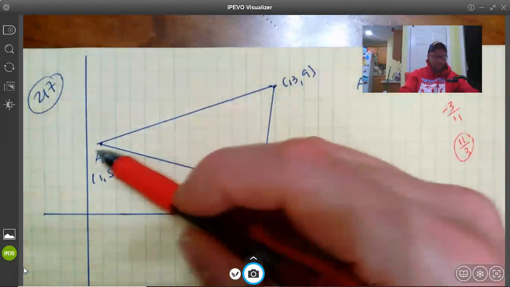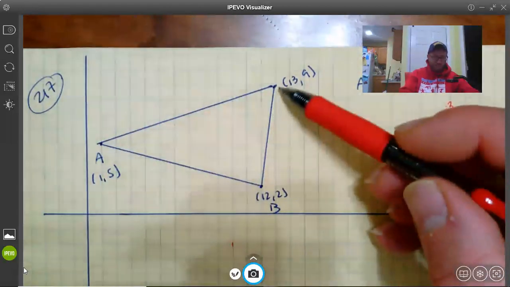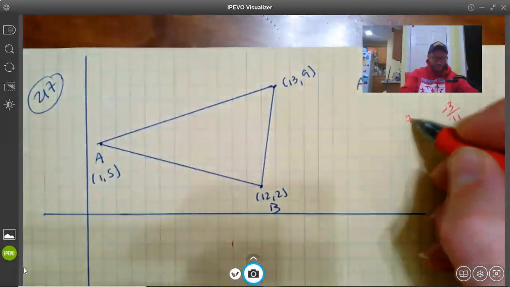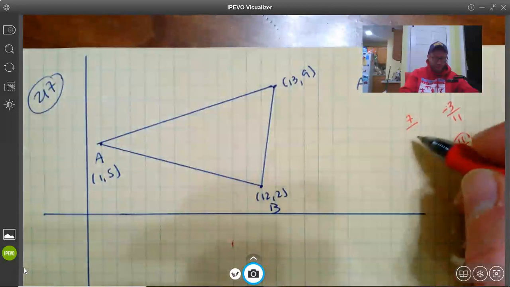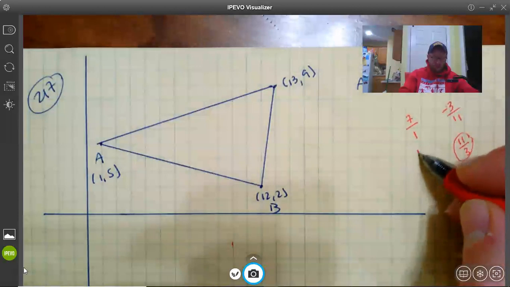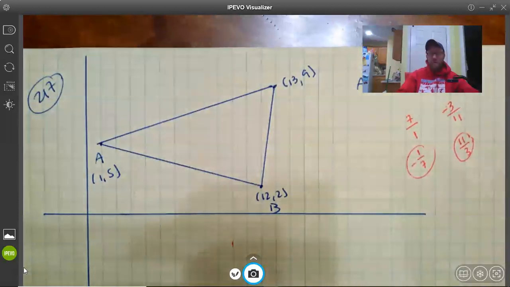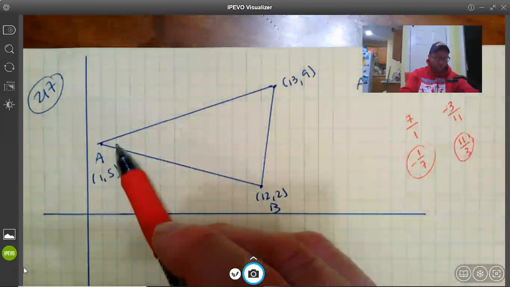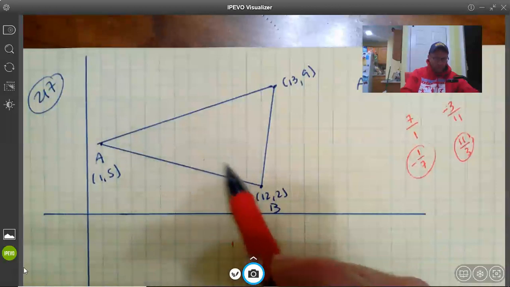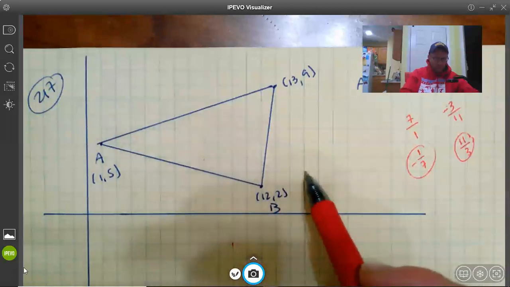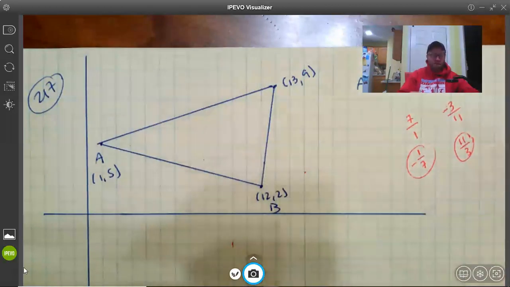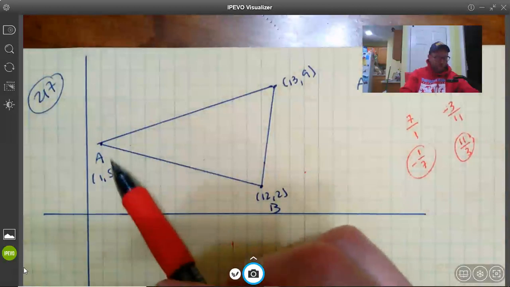So what if this is the base and I draw the altitude down to here? Well, let's see. This base, we go from 12 to 13 and 2 to 9, so our slope is 7 over 1. So the negative reciprocal of that would be negative 1/7, which means we go 1, 2, 3, 4, 5, 6, 7, down 1. So we're going to cross somewhere around here. It's not going to be a whole number coordinates. It's going to be ugly. So let's try this one. Maybe we'll get lucky here.